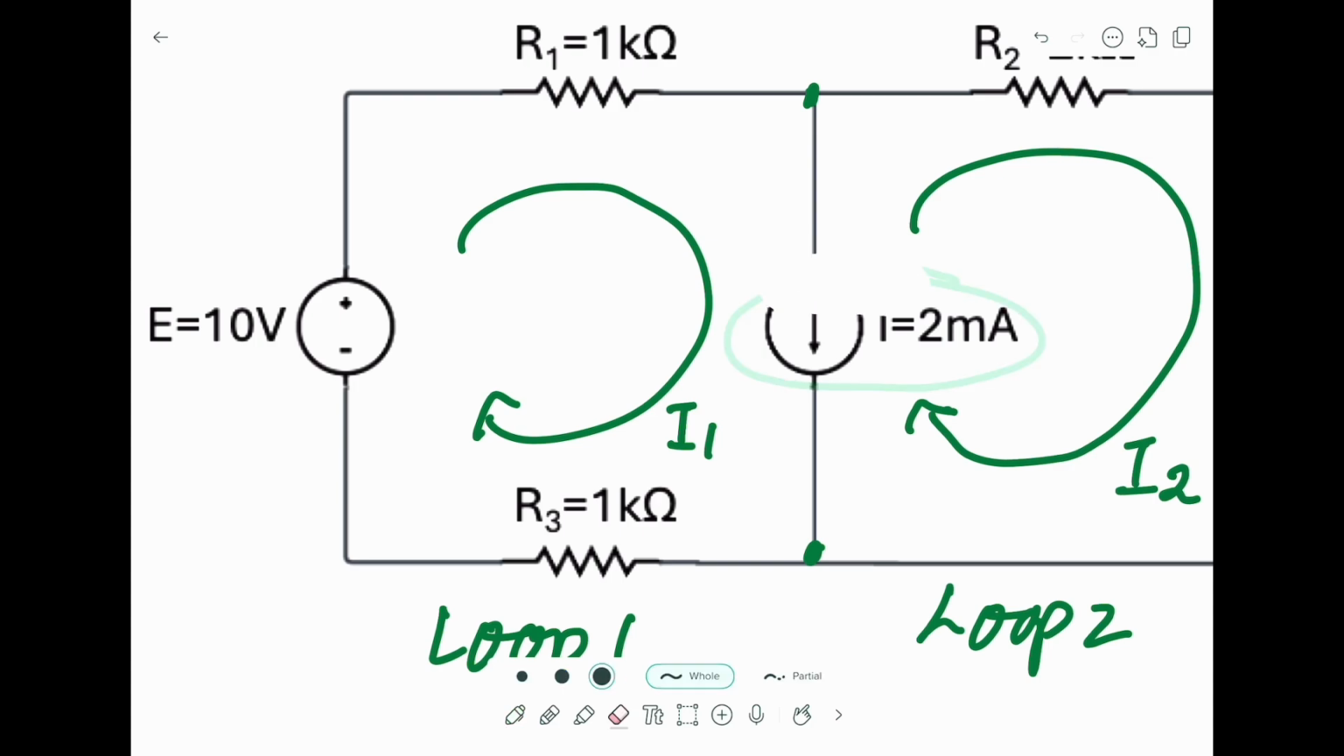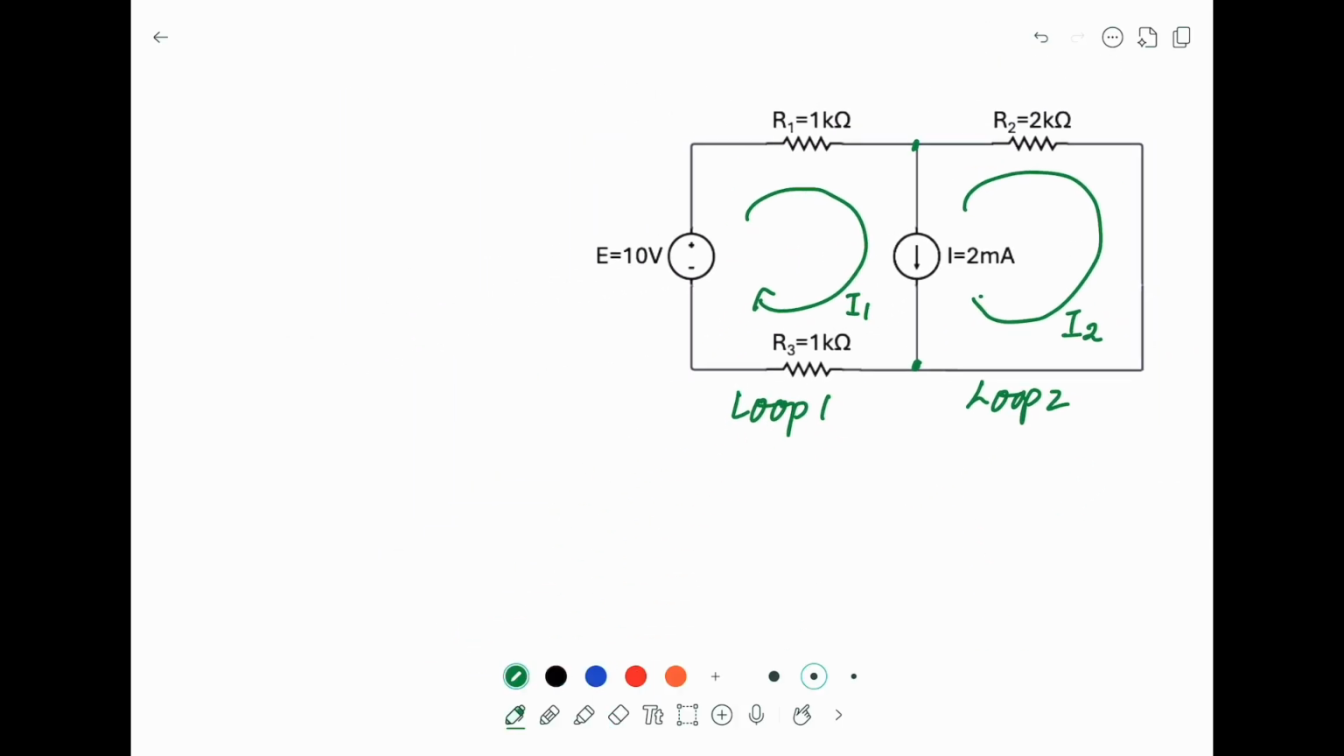In this case, there's another slightly modified method we call the super mesh. The super mesh is where we consider the loop outside these 2 loops. It means the loop contains these 2. So we call this the super loop. So the mesh analysis applied to the super loop is called super mesh. Next, how are we going to apply it?